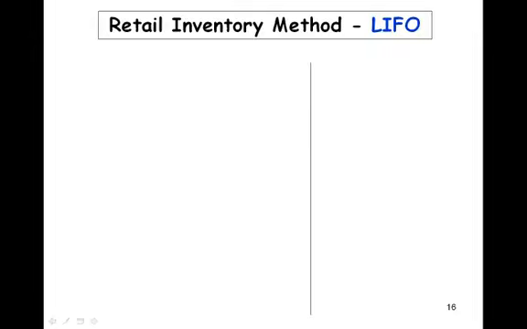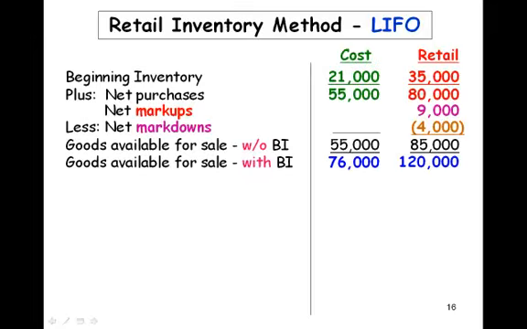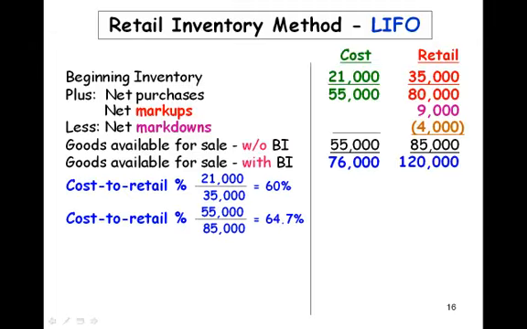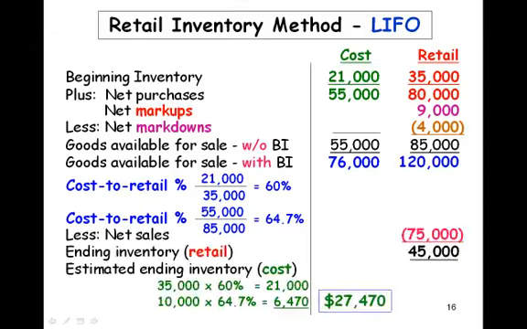And the final example is the same as the earlier example using the LIFO retail inventory method. The net markups and markdowns are all included, and the cost to retail percent for each layer of inventory costs are computed separately. This example is completed the same as the earlier ones to find the estimated ending inventory of $27,470.